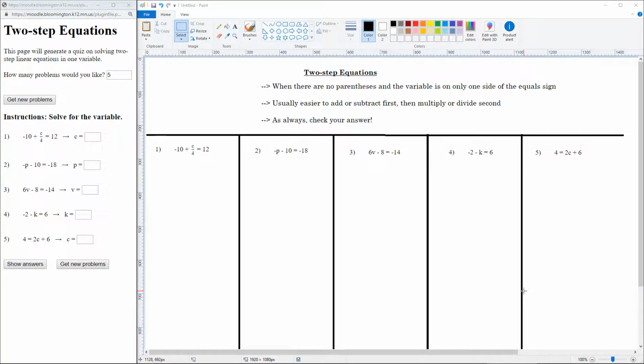This video is going to be about solving two-step equations in algebra in one variable. We'll go through 5 examples as I've laid out here, and I'll show you one method that you can use to solve these. But before I do that, real quick, I'm going to show you where you can access that web page, on the screen on the left.